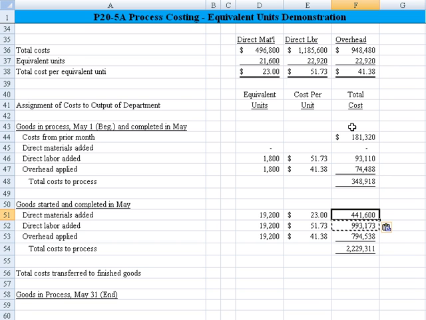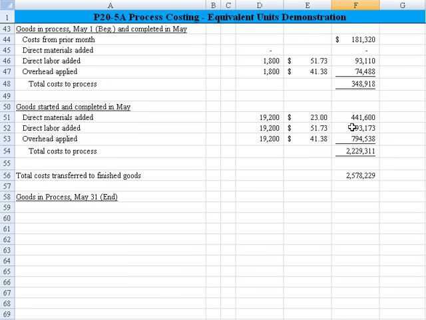And in this case, we have a real cell here, right? So we multiply the units times the direct labor, and we have a subtotal of total cost to process, and this is for the area that were started and completed in May. Okay, so now let's put a subtotal together. We get $2,578,229 of total cost transferred to finished goods.